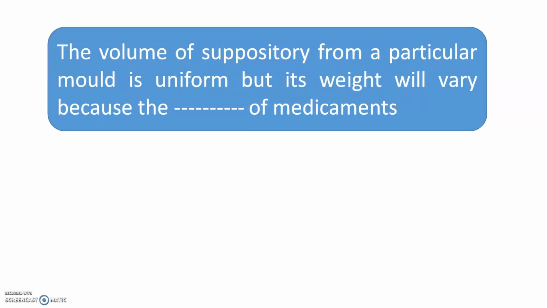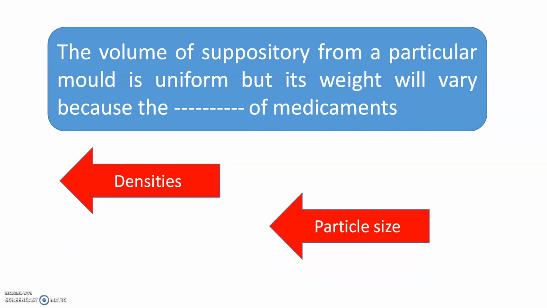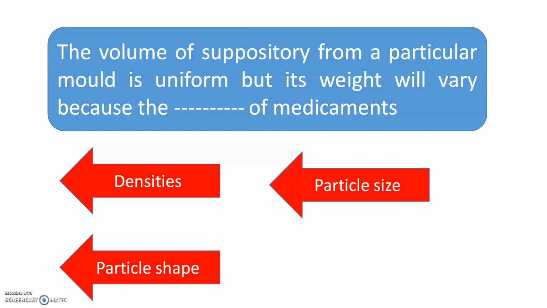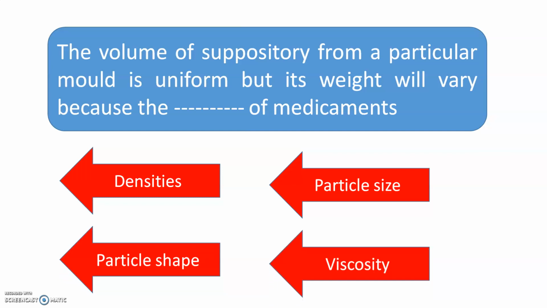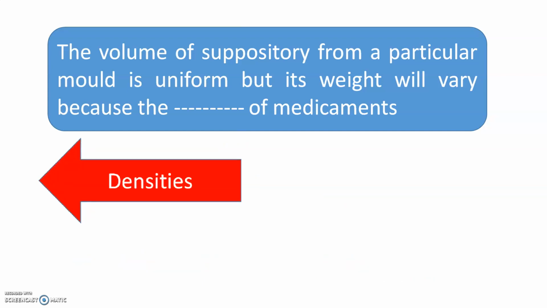The volume of suppository from a particular mold is uniform, but its weight varies because of the dash of the medicament. The volume may be the same, but the weight will vary. This happens in case of suppositories because of difference in the densities of the medicaments, particle size of the medicament, particle shape of the medicament, or other. And the correct answer is, because of the densities of the medicament, its weight will vary.